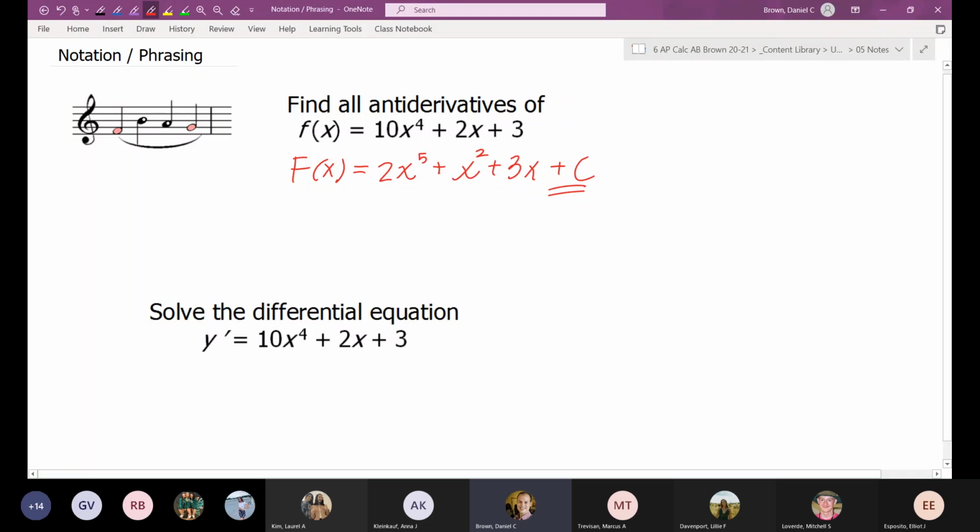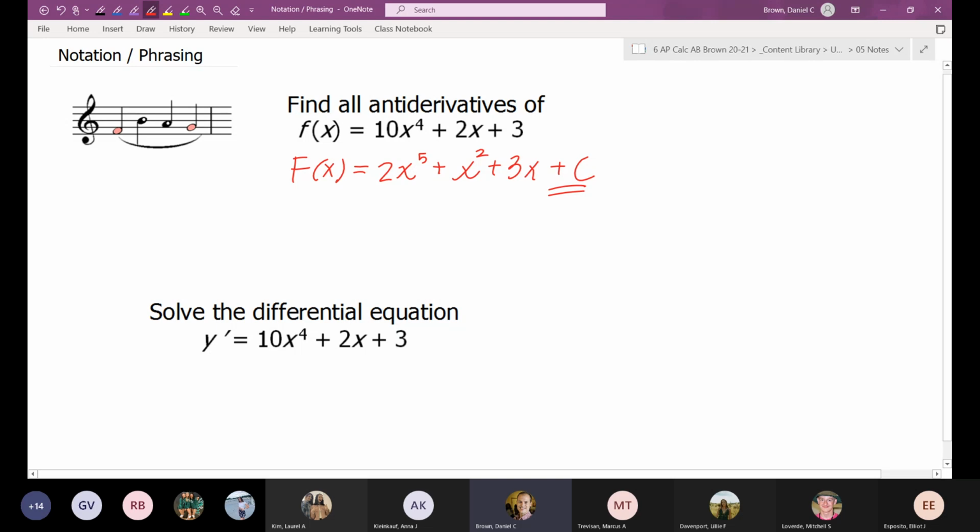Plus c. And again, you're going to be a very sad calculus student if you leave a plus c off of your antiderivatives. And again, what that c represents is there could have been some constant, -1 plus 2 plus 20, and the derivative of a constant is 0, and that's why it doesn't show up in the problem.